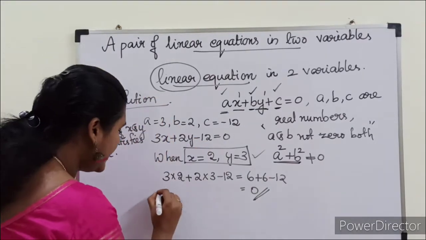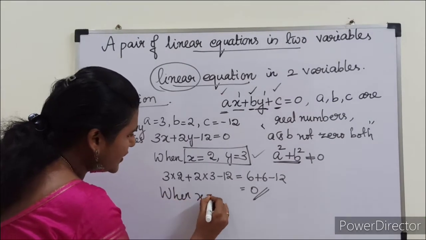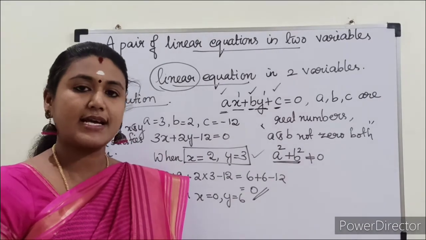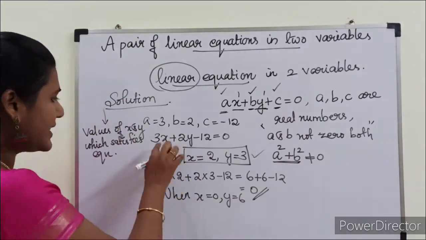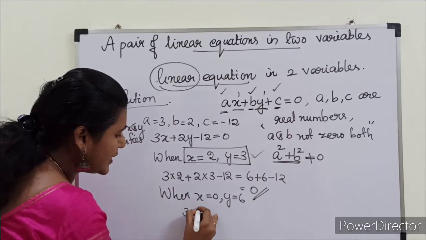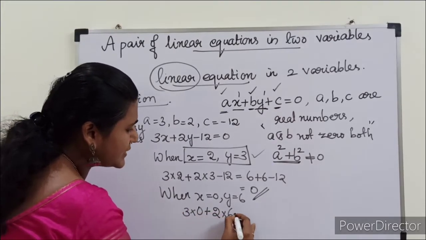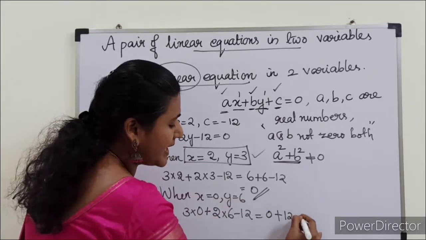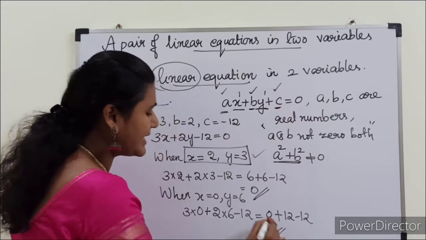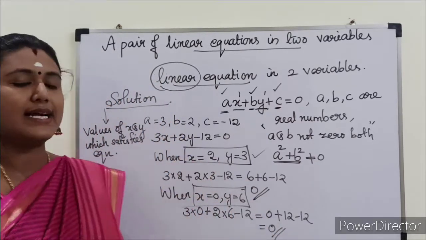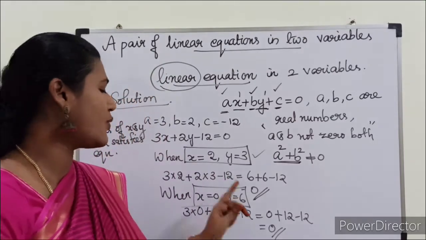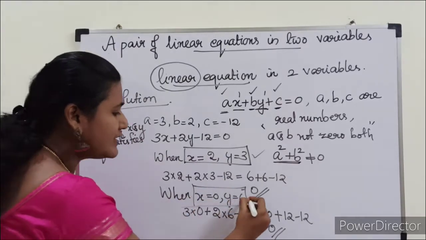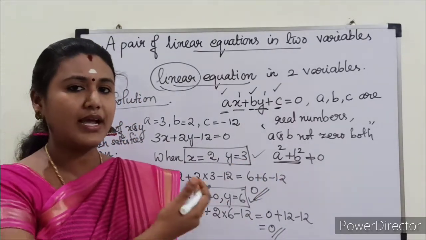Now, we will consider another value, when x is equal to 0 and y is equal to 6. If you substitute these two values, we will check. 3 into 0 plus 2 into 6 minus 12, when you simplify this, 0 plus 12 minus 12, so again you are getting 0. These values, x equal to 0 and y equal to 6, also satisfy the equation. So, we can call this a solution of the equation.